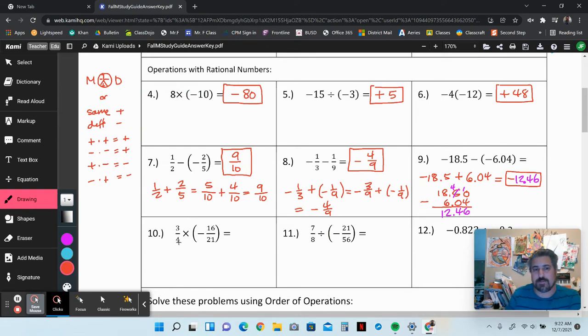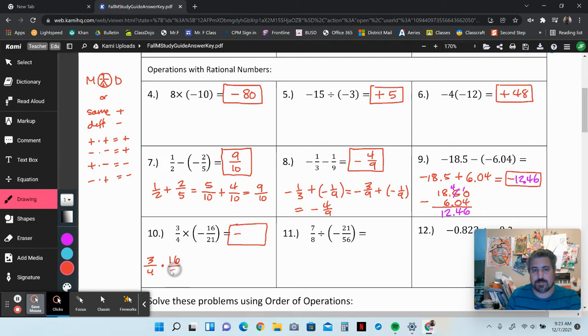So in this case, you have 3/4 times the quantity of negative 16/21. The first thing you should always do is resolve your sign. When we talked about it, what is a positive times a negative? Positive times a negative is going to be negative. So put a negative in a box, you know the answer is going to be negative. All right? And then let's just do it without the sign.